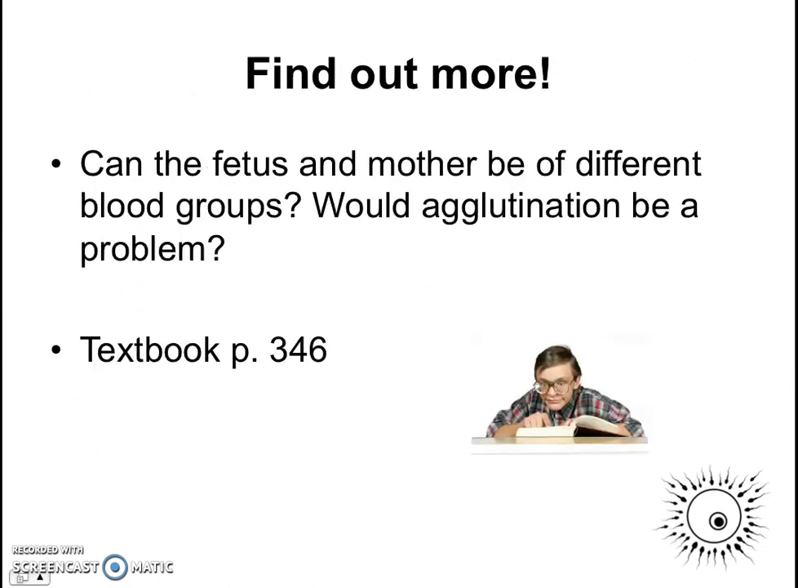Now here's an interesting question to find out more about. I just said that antibodies can diffuse from the mother's blood into the fetus's blood. So, what happens if the fetus and the mother are different blood groups? For example, what if the mother is O blood group? Then she would have antibodies against A blood and B blood. And then let's say the fetus is A blood group. Will the mother's antibodies diffuse into the fetus and, I don't know, cause agglutination in the fetus's blood?